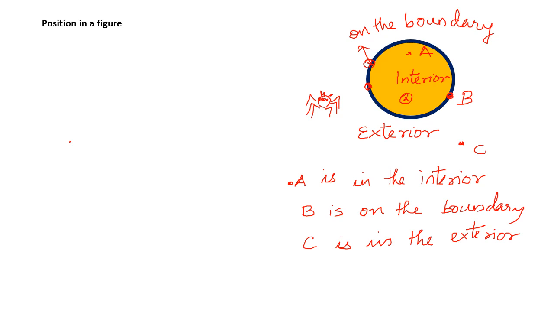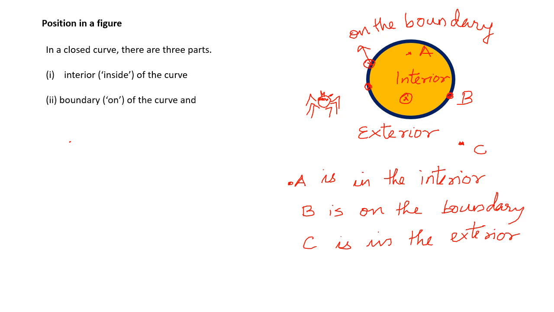In a figure, you can say it can be inside the figure, it can be on its boundary, or it can be outside it. Okay. So in a closed curve, there are three parts. One is interior or inside of the curve. Second is boundary or on the curve. And third one is exterior or outside of the curve. So these are the three things in any figure given to you.